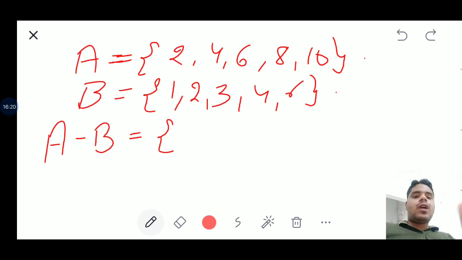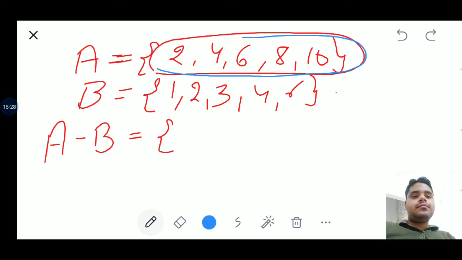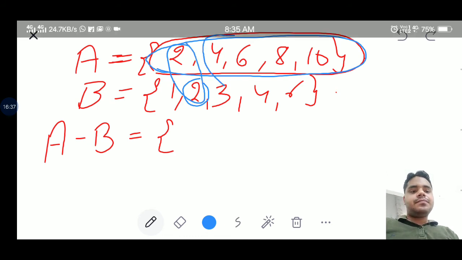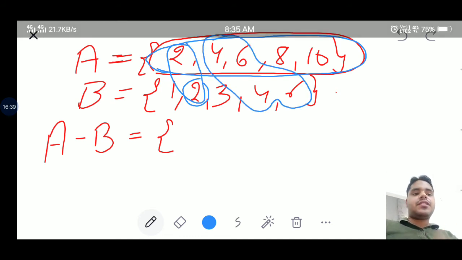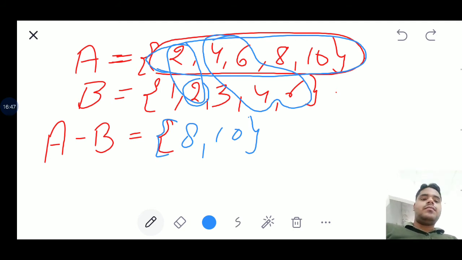Very good. So I have to write the elements of A only. I will not write those elements which are present in B. I will minus their intersection. So only 8 and 10 are left. So this would be the answer of A minus B. Is it clear, everyone?